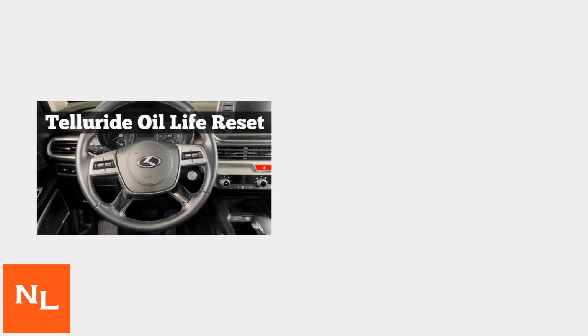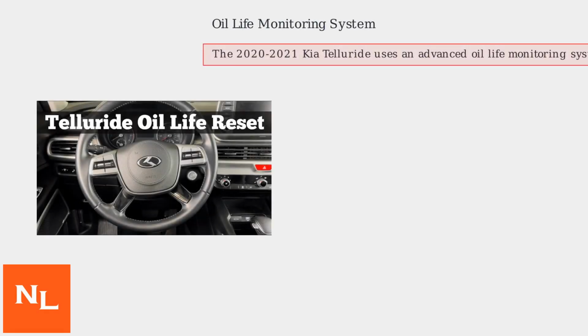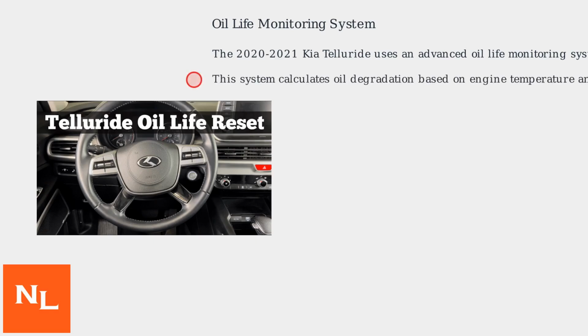The 2020-2021 Kia Telluride uses an advanced oil life monitoring system, unlike simple mileage counters. This system calculates oil degradation based on factors like engine temperature and driving conditions. The service maintenance light appears when oil life is low, typically around 10 to 15%.